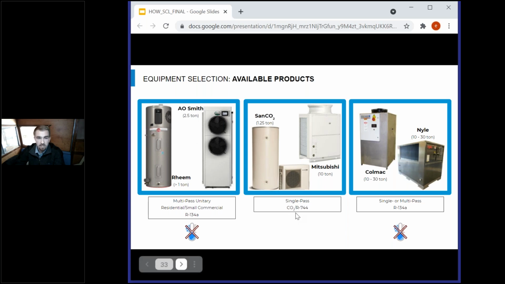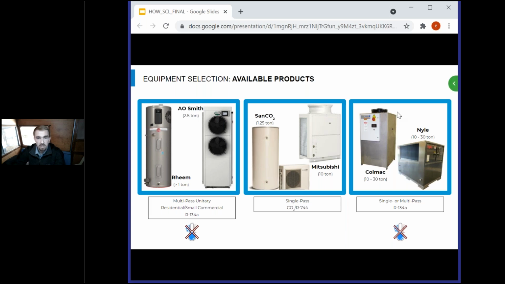And then these larger single pass CO2 heat pumps, you'll see the heat pump placed outside, and then it's sending hot water to the tank placed in a mechanical room. They work down to really cold temperatures, and they work really efficiently there. So you can just put them right outside, and they're weather rated as such.